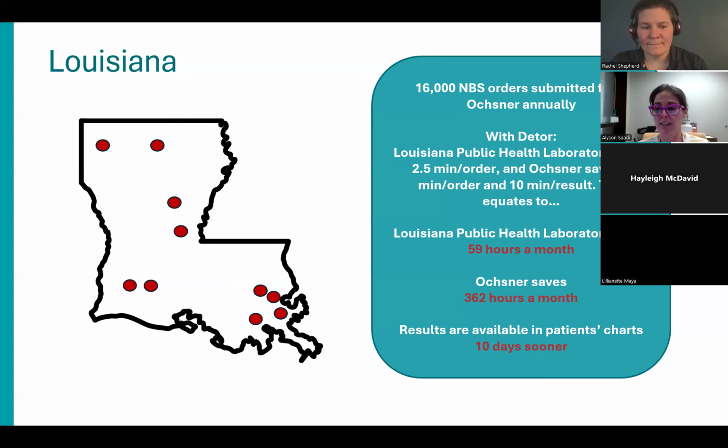We are saving, as you can see, 59 hours a month from data entry. We get about anywhere from 3,000 to 4,000 a month. And currently, with our implementation in November, about 20 to 25% of our samples are coming through Detor as well.